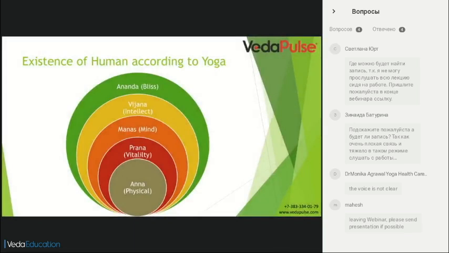According to yoga, the human being exists in these 5 sheaths: the physical body, which all of us can see and feed through food, and therefore it is called the Annamaya Kosha.